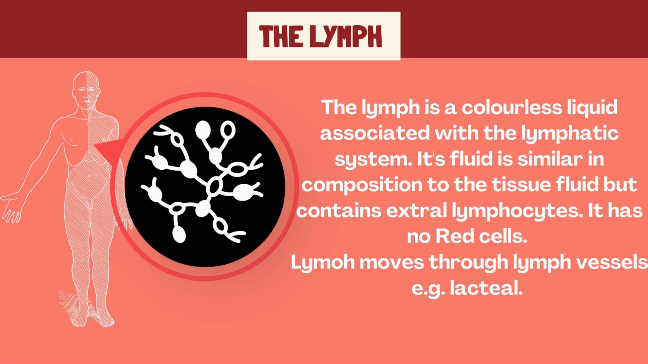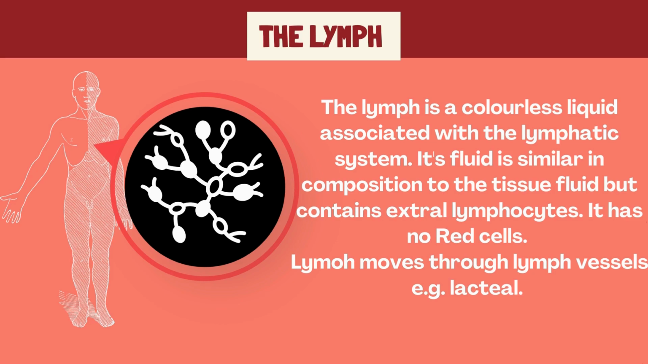The lymph is a colorless liquid associated with the lymphatic system. It is a fluid similar in composition to the tissue fluid, but it contains extra lymphocytes. The lymph has no red cells, and it returns fluid to the main vein through the opening of the subclavian vein, that is the left jugular vein below the neck.